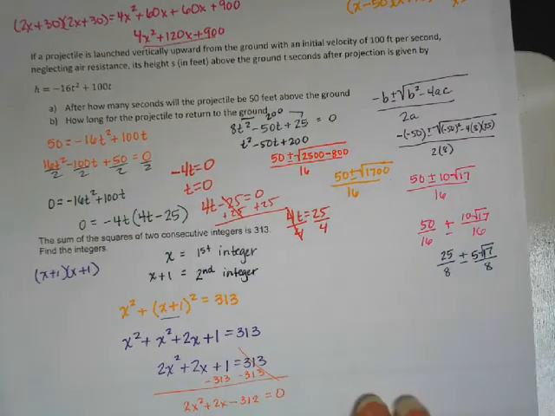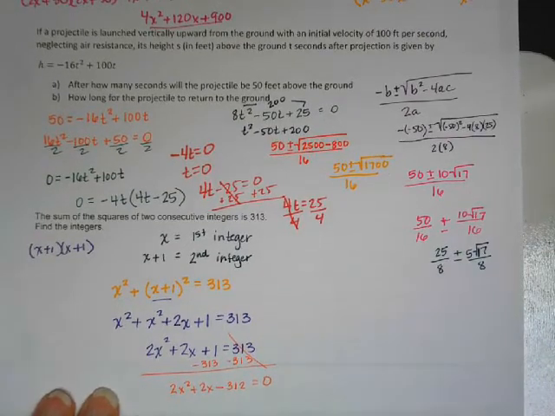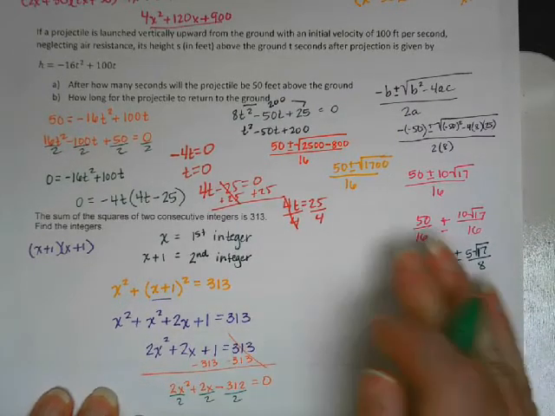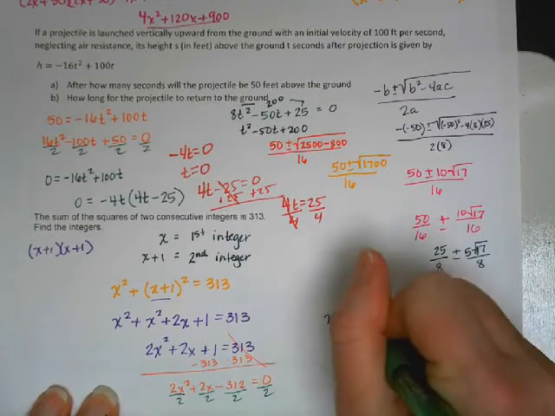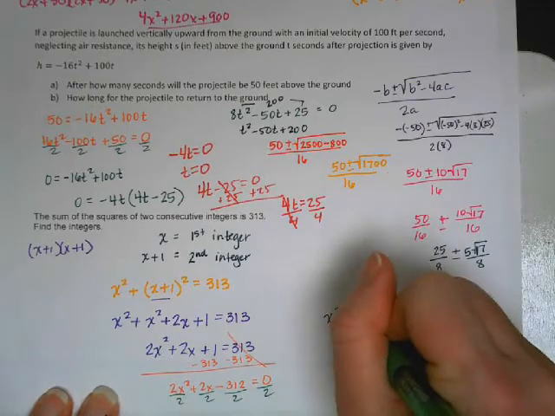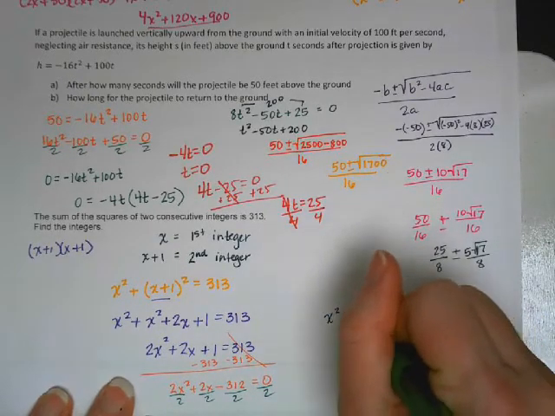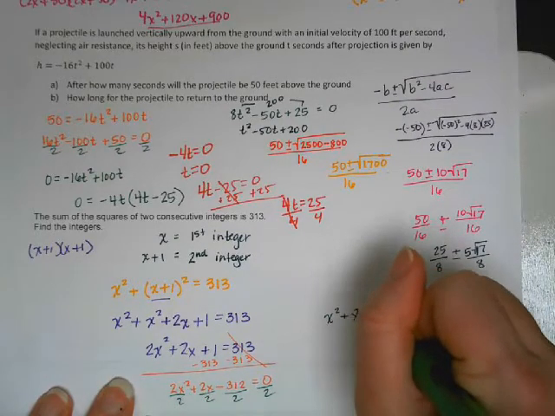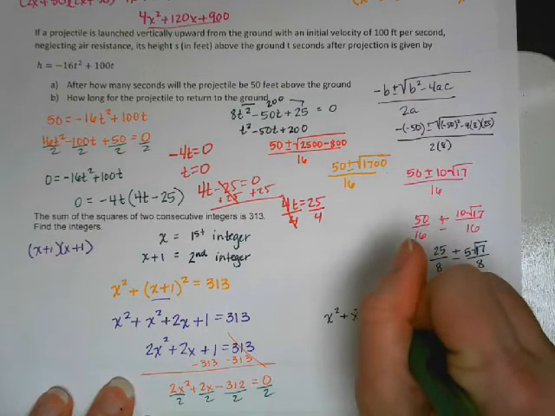And I got 2x squared plus 2x minus 312. Again, they are all divisible by 2. So I'm going to go ahead and divide by 2. And that gives me x squared plus x minus 156.